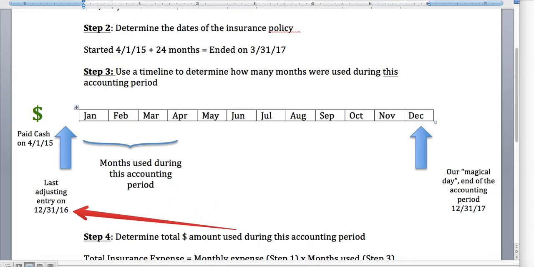Okay, now we know the last adjusting entry they recorded was on December 31st, 2016. So really the only part that was used, was starting to be used in this period on January 1st. Okay, and then we know that the policy ended on March 31st, 2017. So that means the months that we used were January, February, and March for this accounting period. So we know that in this accounting period of 2017, we used 3 months.